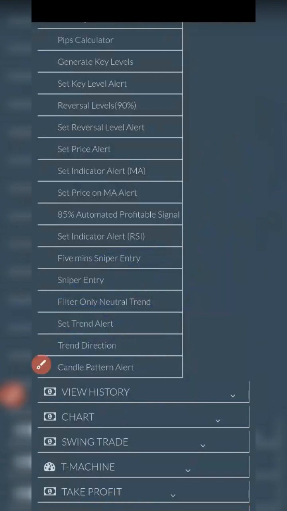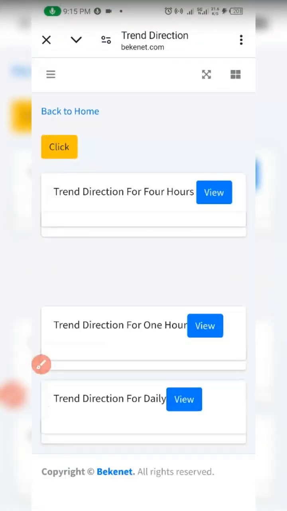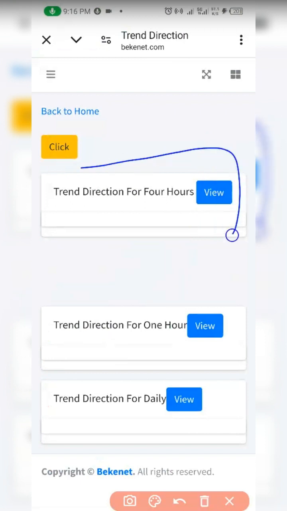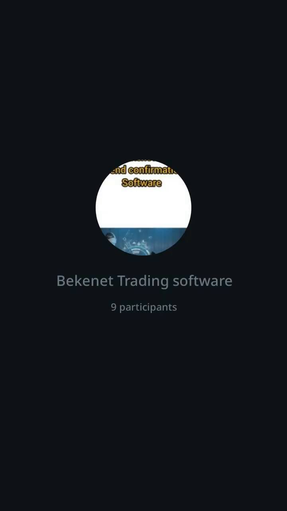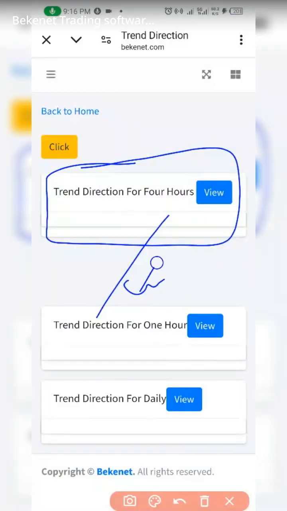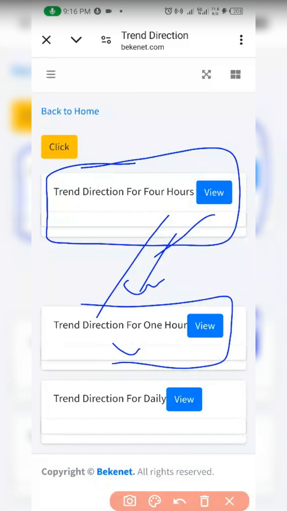So let's go to the trend direction and understand how it really works. Under this trend direction, we have 4 categories of time frame. We have the 4 hours time frame. This tells you everything that is happening in the 4 hours time frame. Now, it might be a bearish move. GBP USD might be in a bearish move in 4 hours, while in 1 hour, it might be in a bullish move.